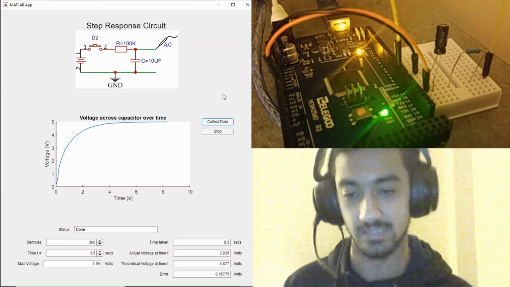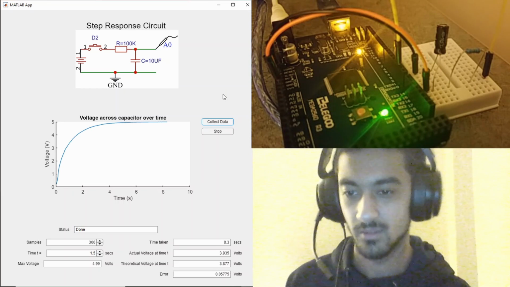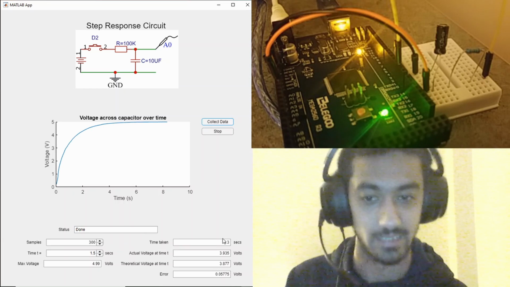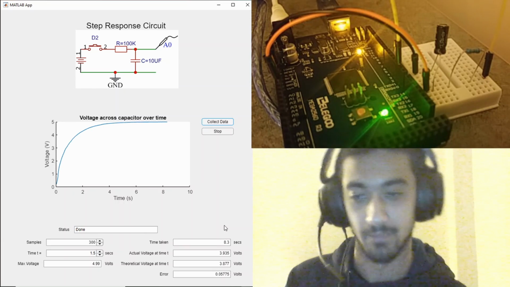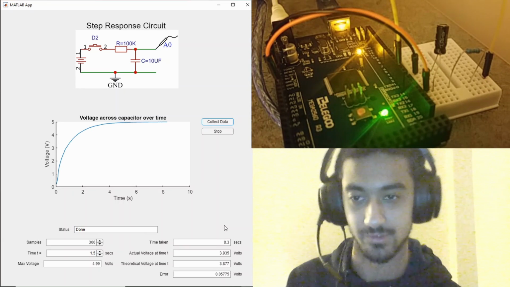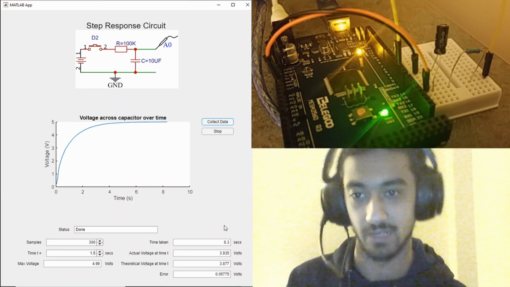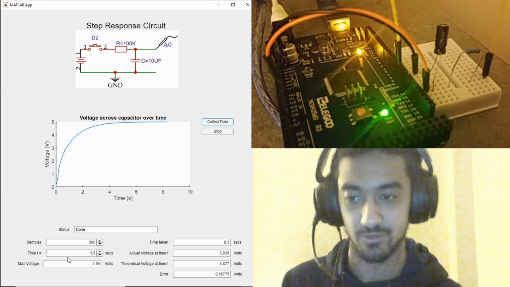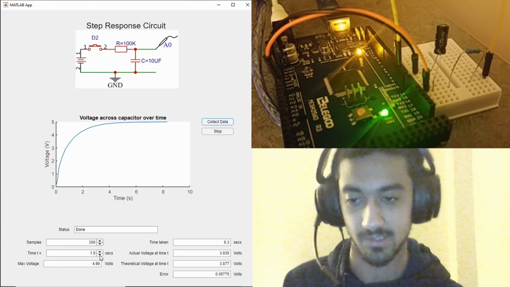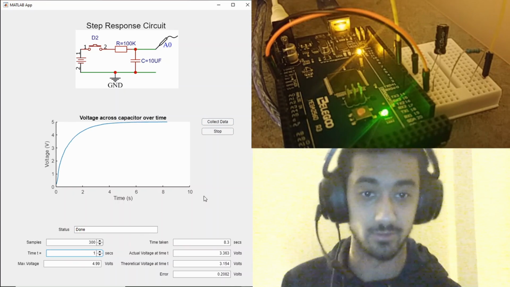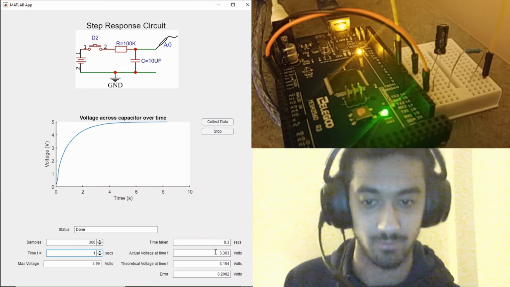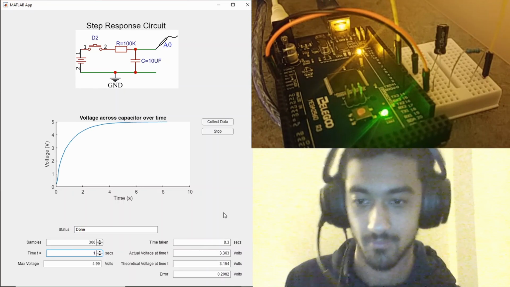So let's have a look at the app again. Over here, I've taken 300 samples of data in 8.3 seconds. And my max voltage is 4.99 volts, which is very close to my nominal of 5, and we have flatlined. So now I can change the value of my time t to be equal to 1 second. So I can find out what the voltage was at time t equals 1 second, and that was 3.363 volts.